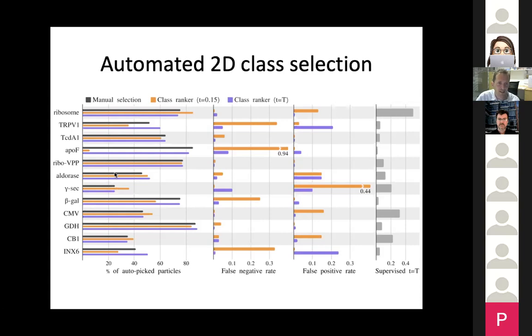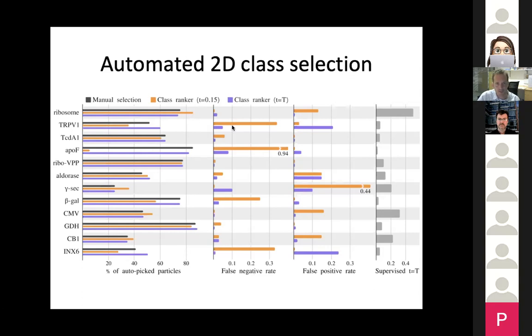Now, in orange is the number of particles selected after automatically selecting the good 2D classes using a threshold of 0.15 in RELION 4. So this is a fixed threshold, and it's the same threshold that's the default in the automated pipeline I will discuss shortly. And then you can see for the ribosome, it picks a bit too many. For TRPV1, it picks a bit too few. For apoferritin, it's actually doing very poorly.